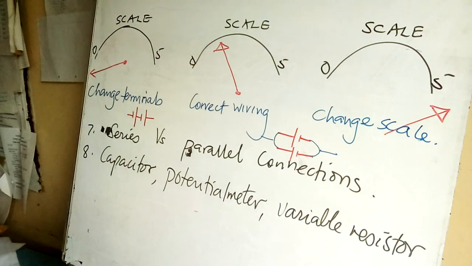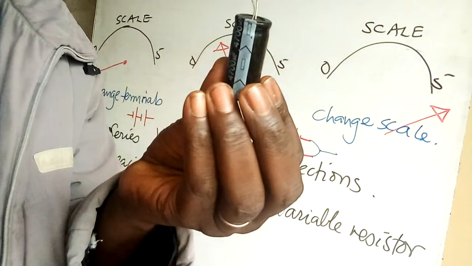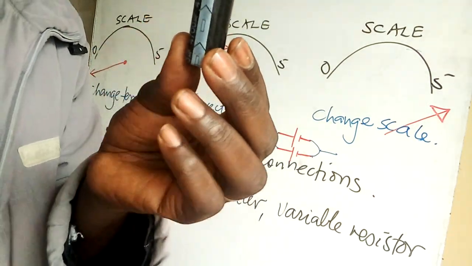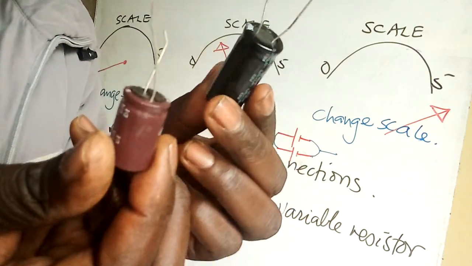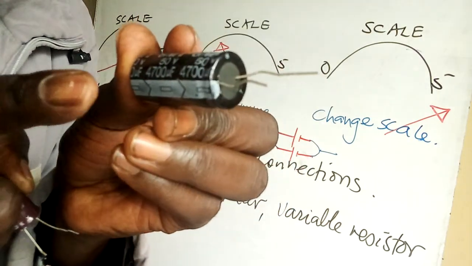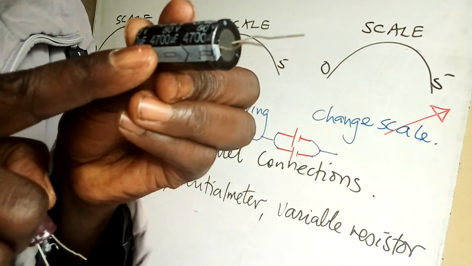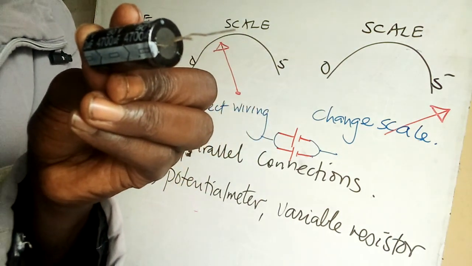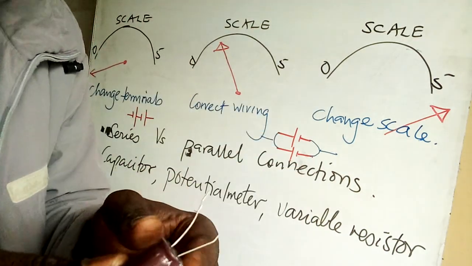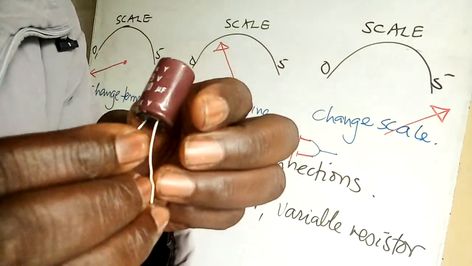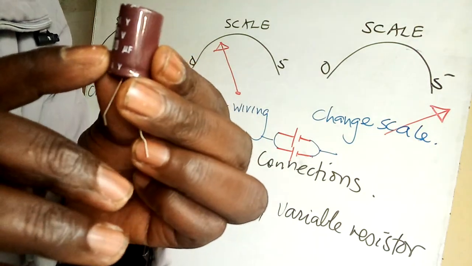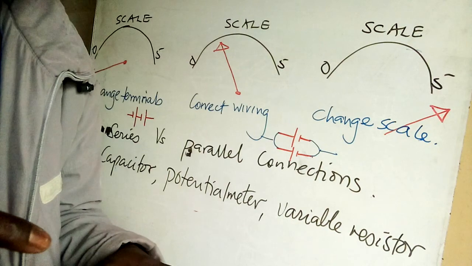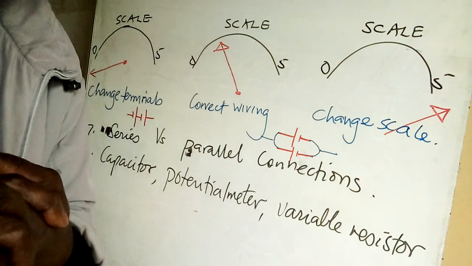Capacitor. A capacitor is a device that looks like this. A capacitor has a reading like there. You can see 4700 microfarad. Even this is written 2200 microfarad. So the capacitor has its capacitance written on it.